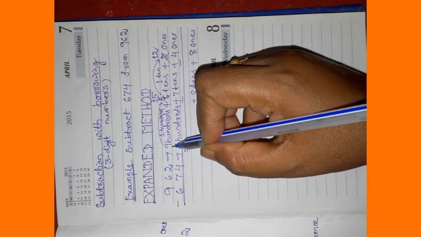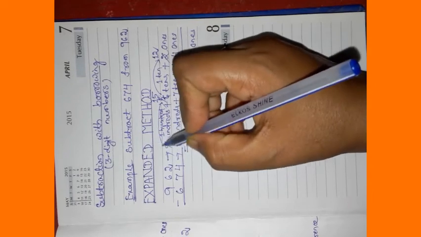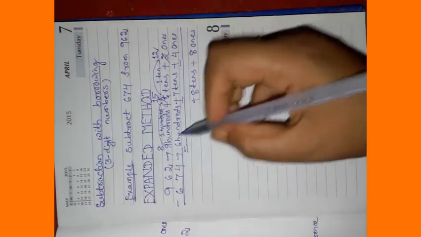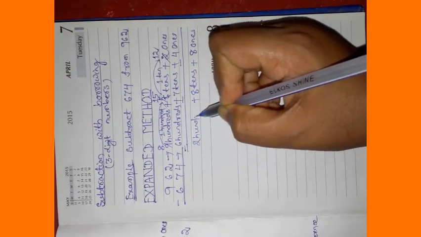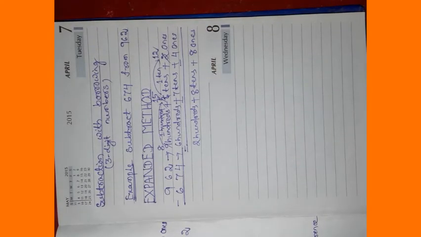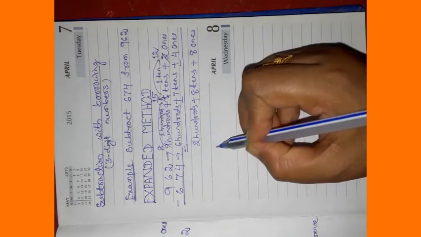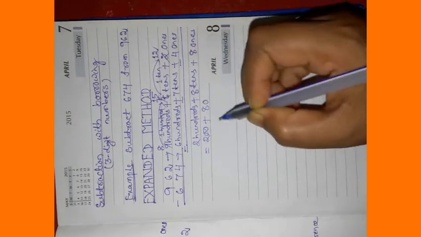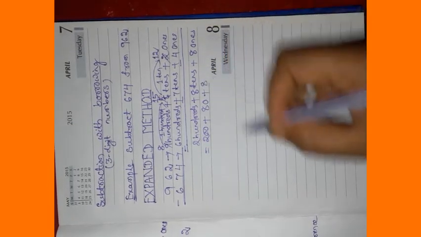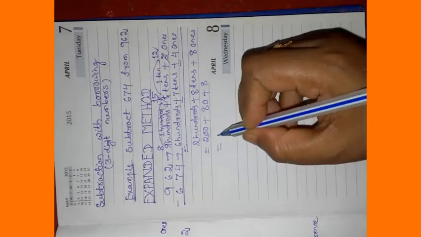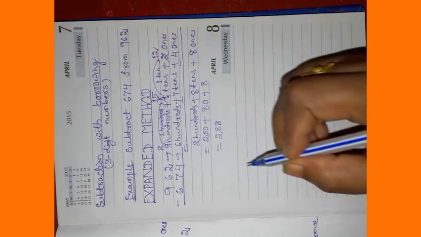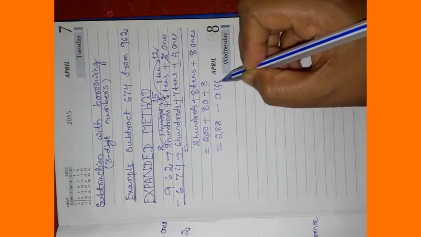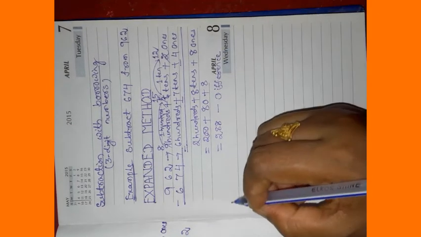How many hundreds are left here? There are 8 hundreds left here. Then subtract 6 hundreds from 8 hundreds. It is 2 hundreds. Equal to 200 plus 8 tens, which is 80, plus 8 ones, which is 8. If we add these numbers, it is 288. So the difference is 288.